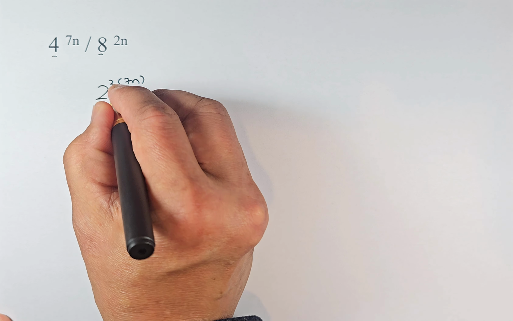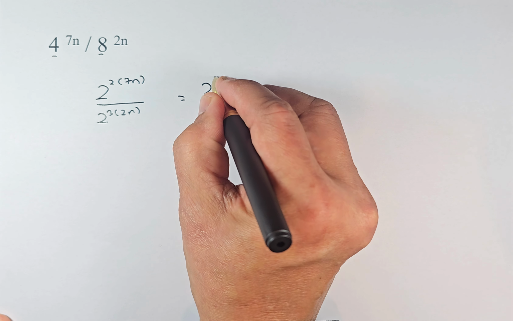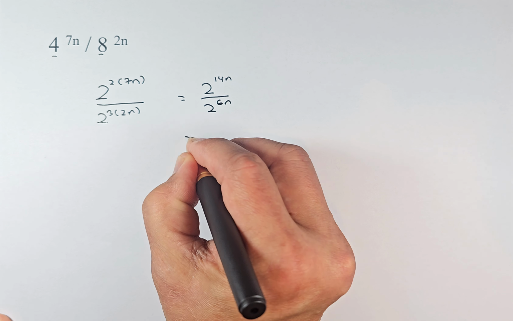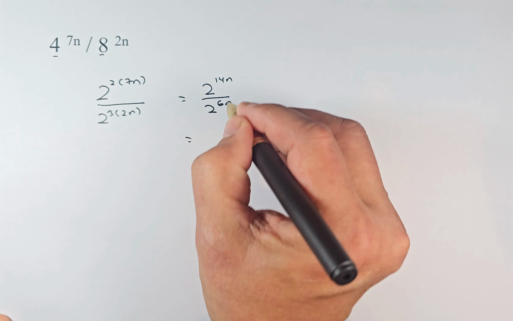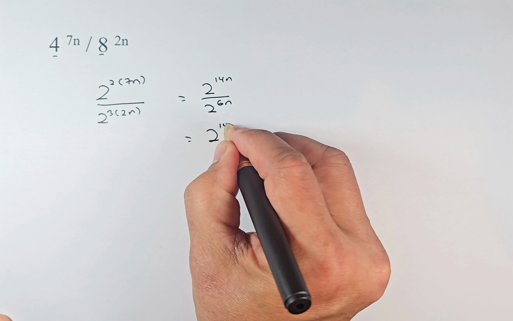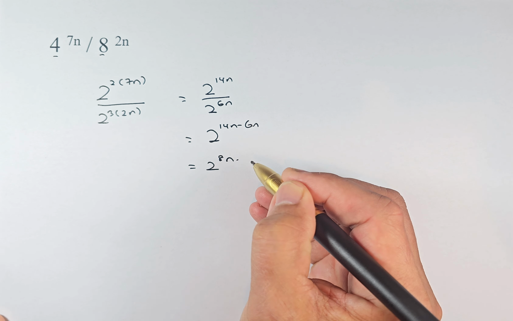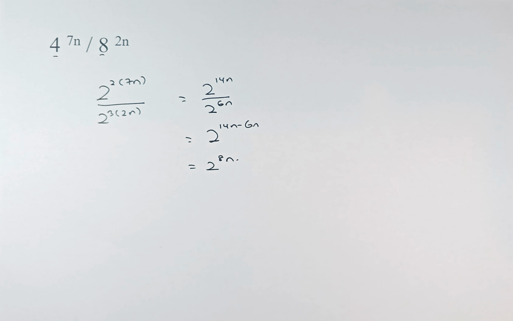So now you multiply the powers. It's going to be 2 to the power 14n divided by 2 to the power 6n. When they have the same base, when you divide, you minus the powers. So it's going to be 2 to the power of 14n minus 6n, and the answer is 2 to the power 8n, and that is how you simplify exponents or indices, as they call it at higher level.